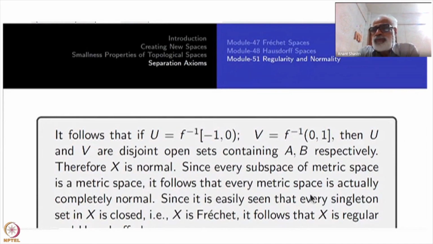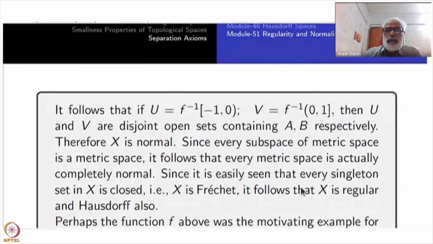Also, we have seen that singleton sets are closed in a metric space. That means they are Frechet spaces. Therefore, complete normality implies regularity as well as Hausdorffness. Once they are Frechet, regular implies Hausdorff. Complete normality implies regularity. Complete normality implies normality. Anyway, all these things are true for a metric space.